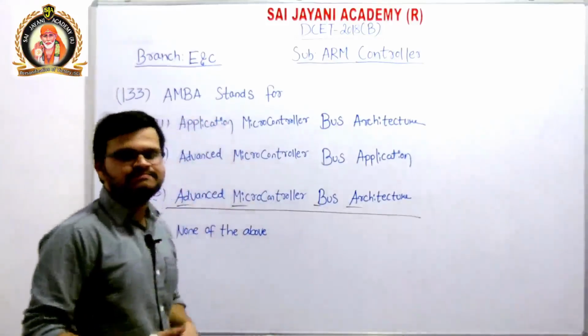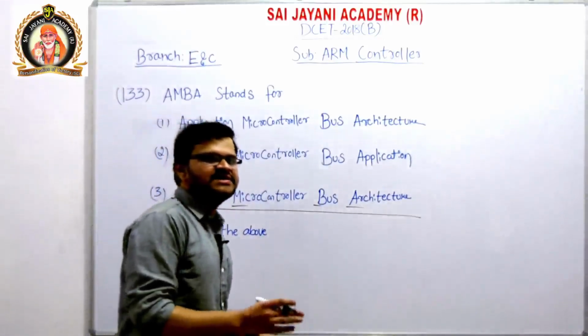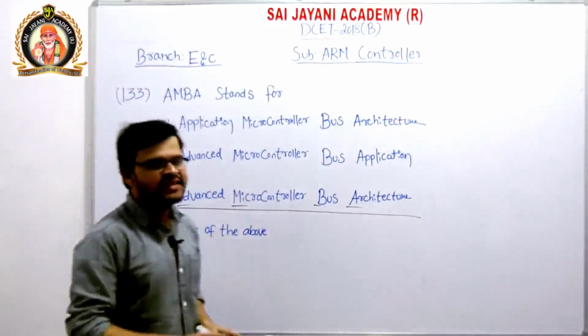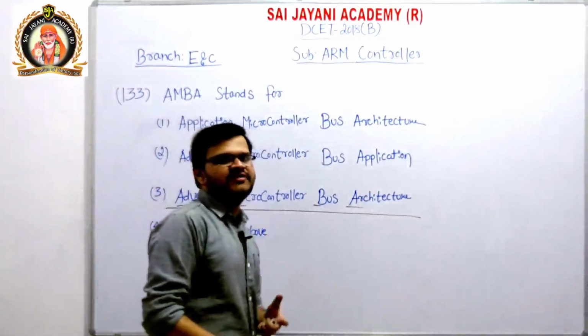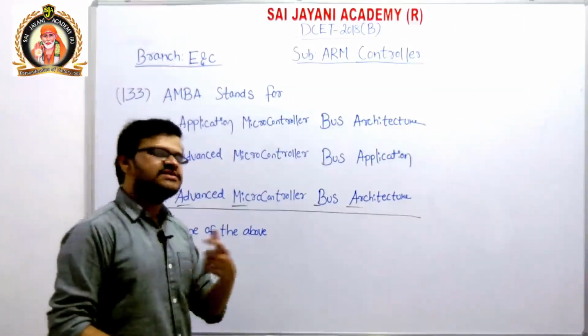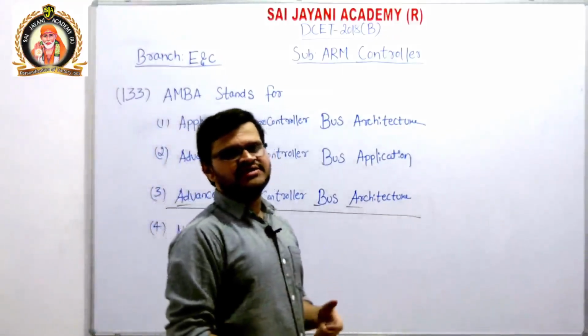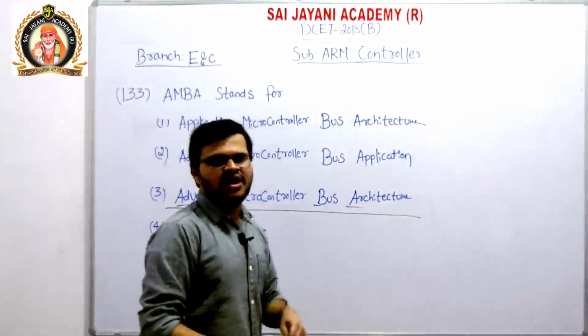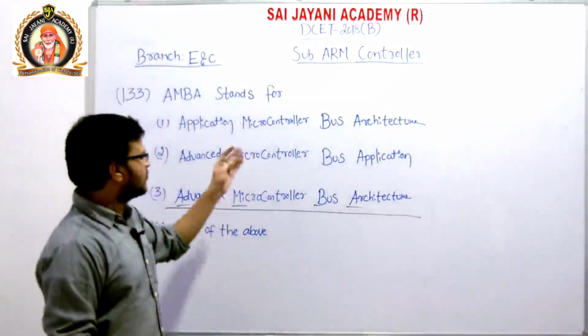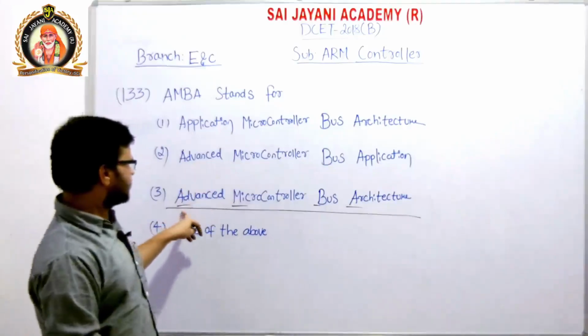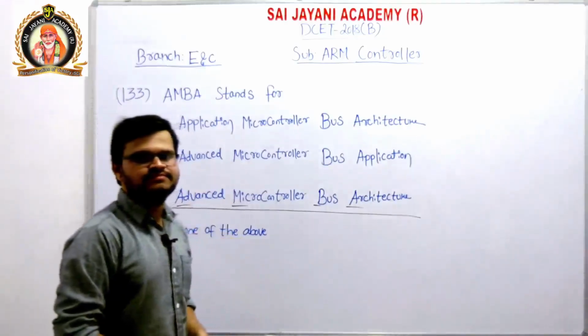AMBA was introduced in 1996. It is mainly used by the ARM processor and the peripheral devices, where the ARM processor is used to initiate the data transfer. Similarly, a peripheral device responds to the ARM processor. So from the options, the third one is the right option.